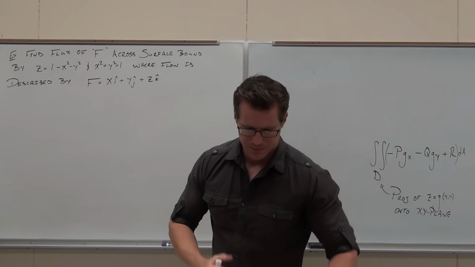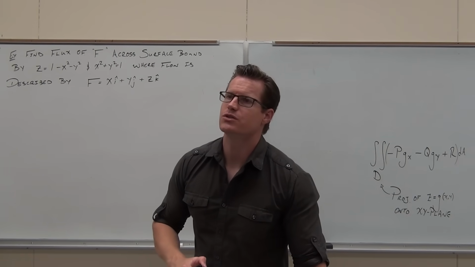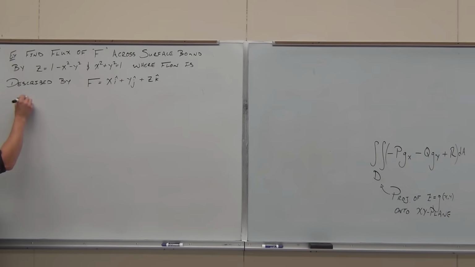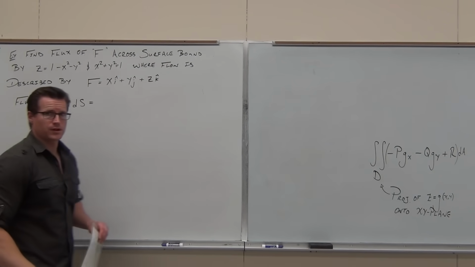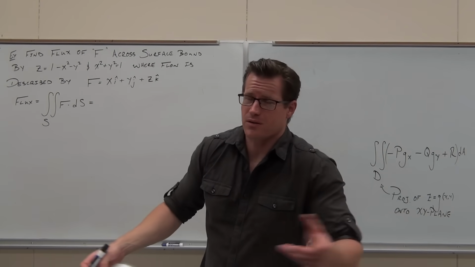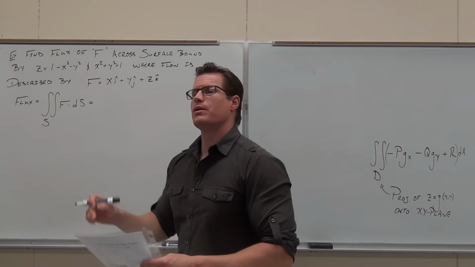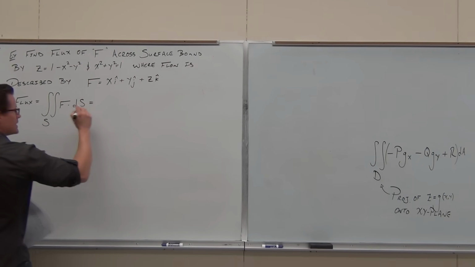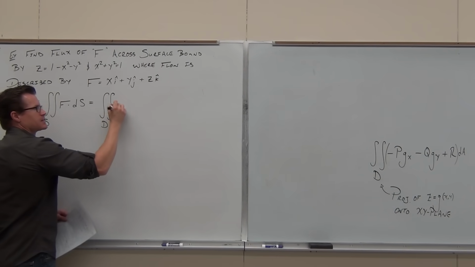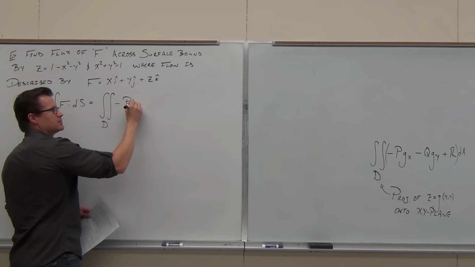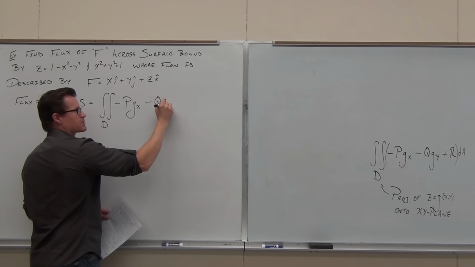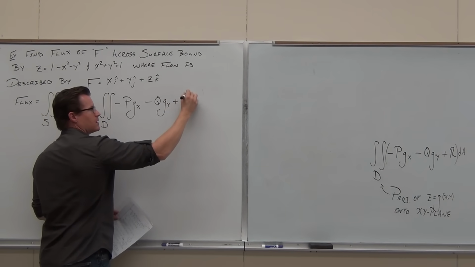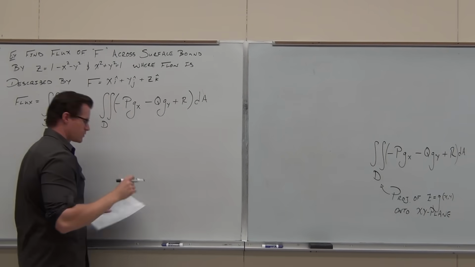How you start. Number one, write out what you're trying to do. Flux. A flux integral is originally that. It's a surface integral through a vector field. That's all that's happening. But we have a formula for that now. The formula says, okay, this is the idea, but the how we do it says I want to find P times the partial derivative of g with respect to x minus Q times the partial derivative of g with respect to y plus R, and then dA. This is our goal. This is what we're trying to find.